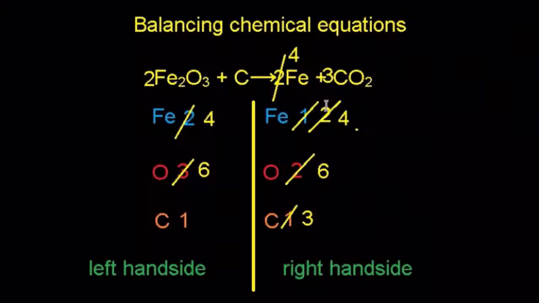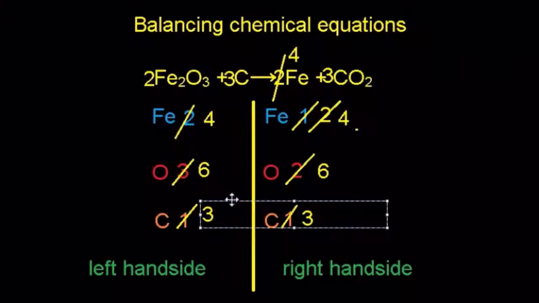And now that both Fe and O are balanced on both the sides, you're left with the balancing of carbon, which is 1 on the left hand side and 3 on the right. Doing this is fairly simple, as C is alone on the left hand side. You just place a 3 before it, and the problem is solved. Now you have 4 Fe's, 6 O's, and 3 C's, on both the reactants and the products sides.